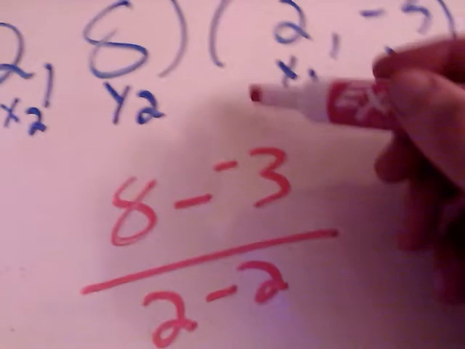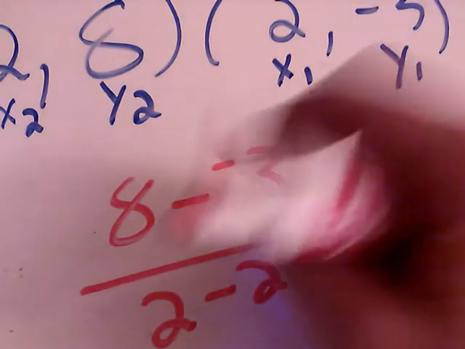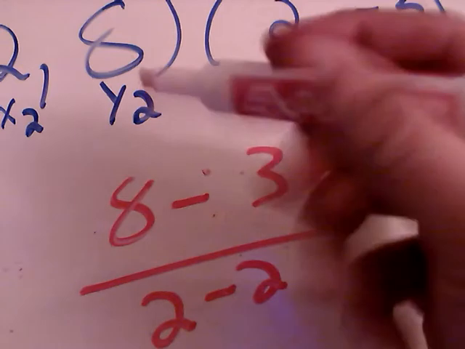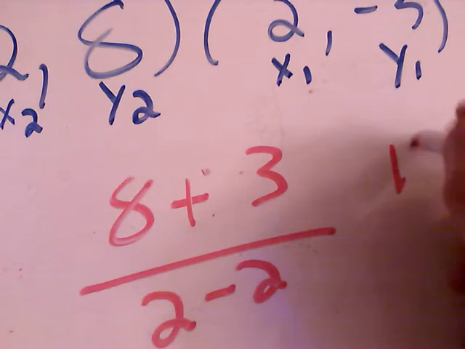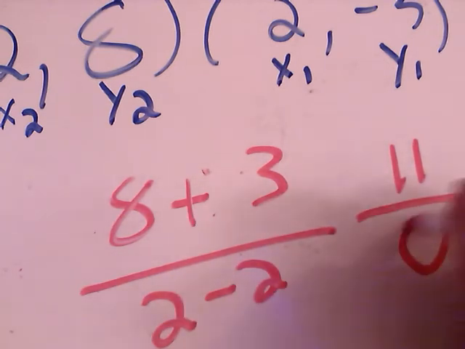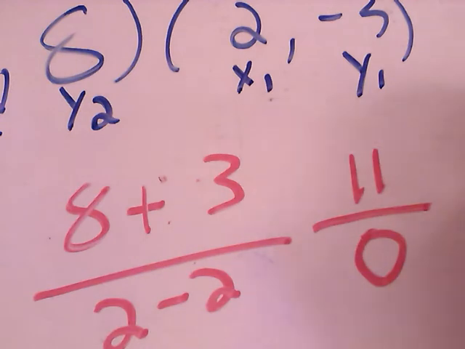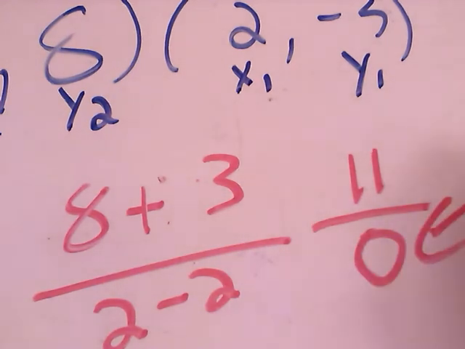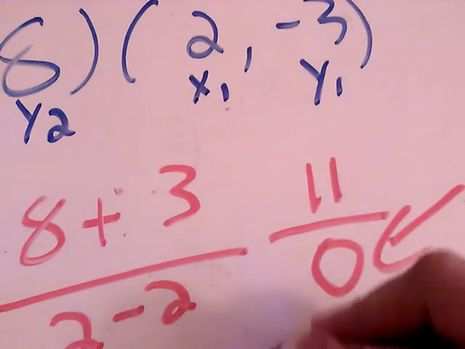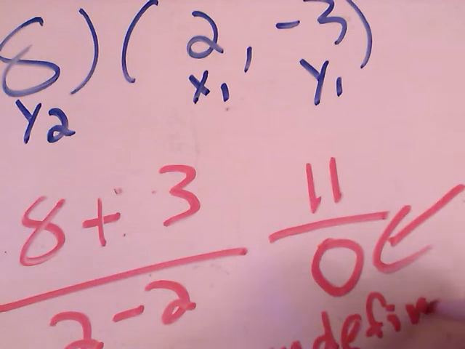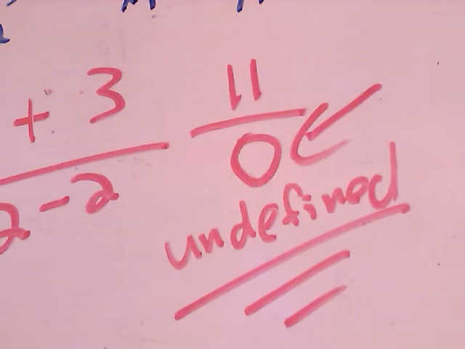Now, here's a case where you have 8 minus negative 3. You can take that negative and change this into a plus sign. So then 8 plus 3 is 11. Now we notice 2 minus 2 is 0. Now if you know anything about fractions, you cannot have a 0 in the denominator. That is a big no. So that means this slope is going to be undefined. That is what we get. That's what happens when x is in the denominator. You can never divide anything by 0.